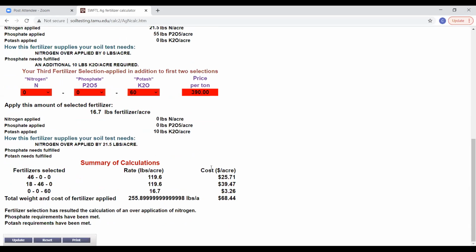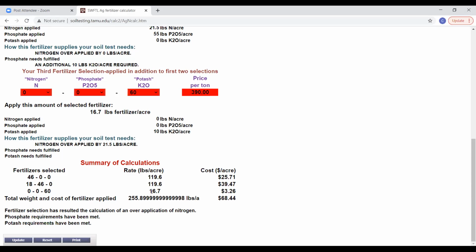Well, this has been auto-calculating as we go along. So to make this blend per acre, for us to get 55 pounds of nitrogen per acre, it's going to take 119 pounds of urea, costing $25 and some change per acre. For us to get 55 pounds of phosphate per acre, it's going to take 119 pounds of diammonium phosphate, running us $40 to the acre.